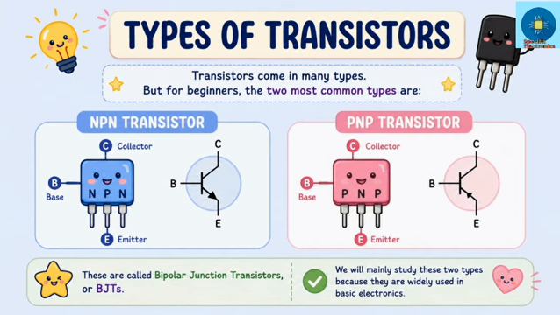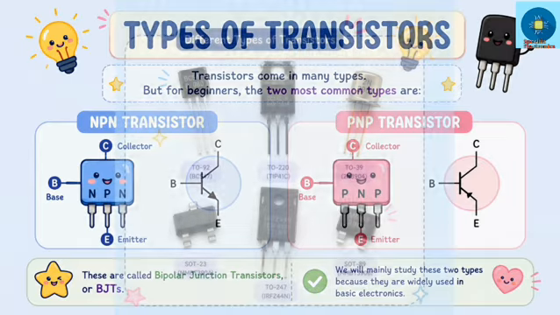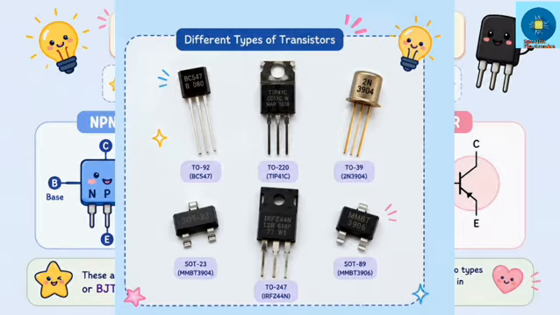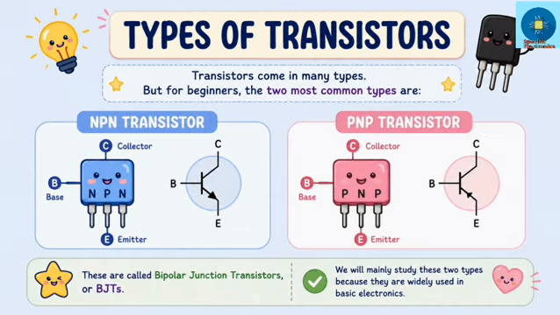Now let's learn about the types of transistor. There are many types of transistor, but for beginners, the two most common types are NPN transistor and PNP transistor. These are called bipolar junction transistors or BJT. We will mainly study these two types because they are widely used in basic electronics.